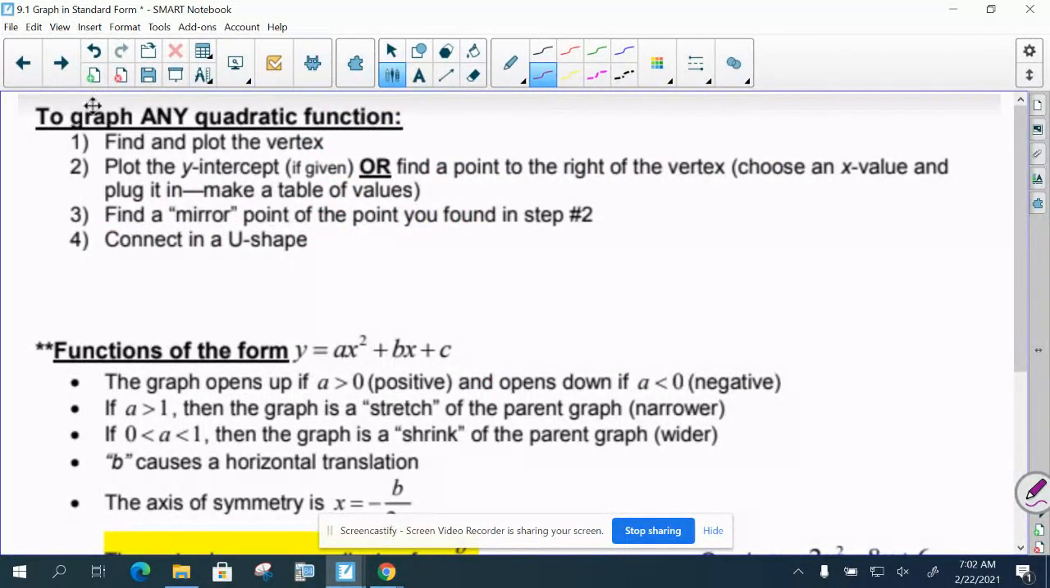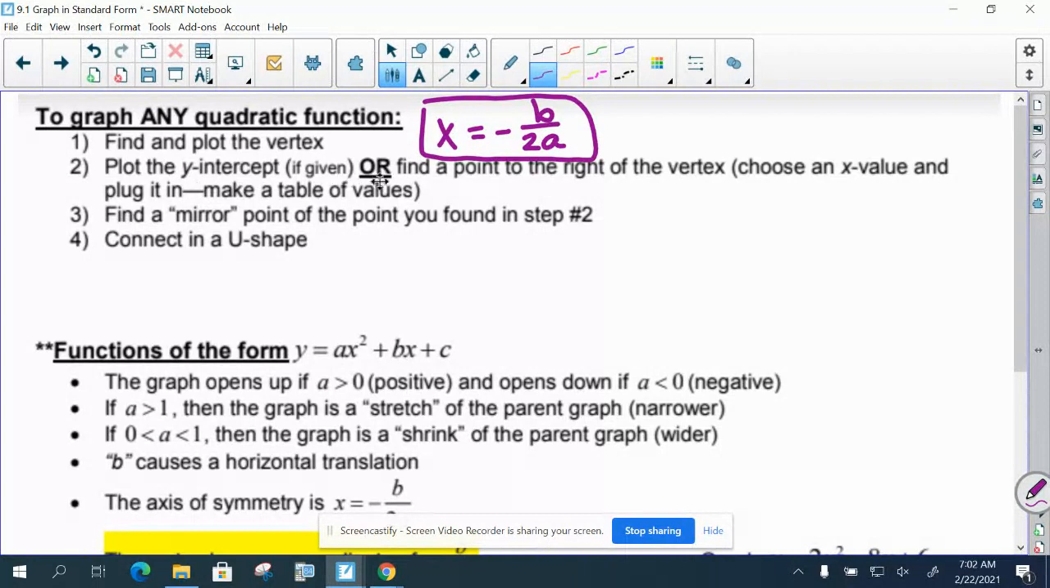So talking about graphing. To graph any quadratic function, you first plot the vertex. And if the function is in standard form, there's a way that you can find the vertex without using your calculator. It's the equation x equals negative b over 2a. This is a very important little formula that you'll need to know, where b is the linear term coefficient and a is the leading coefficient. So we'll do some practice with that.